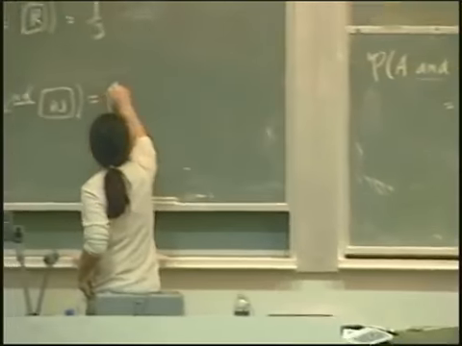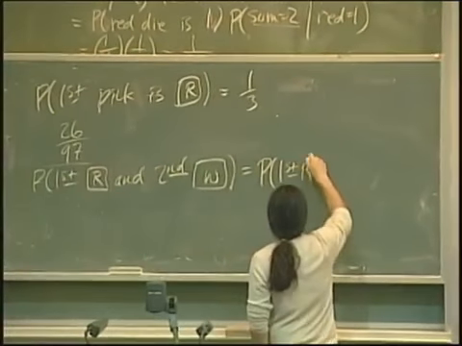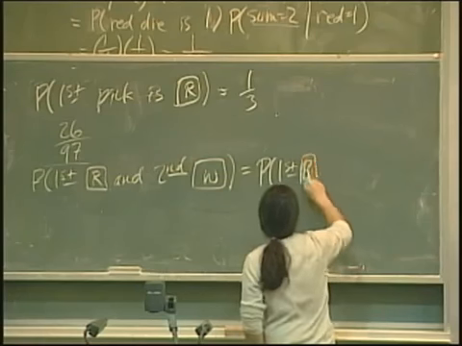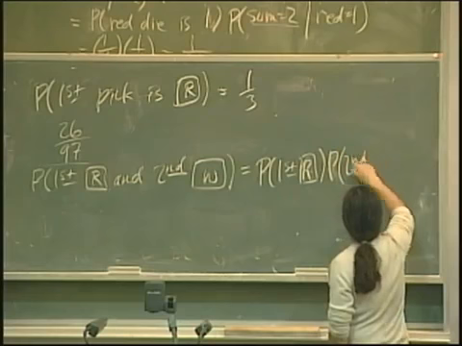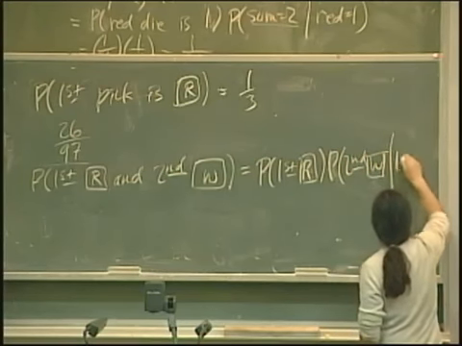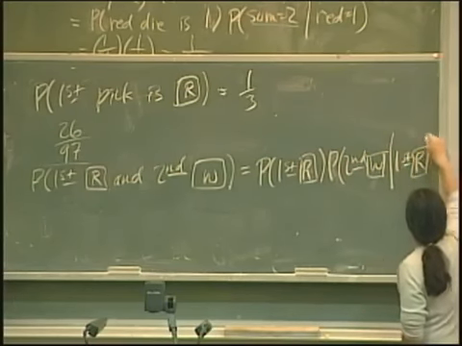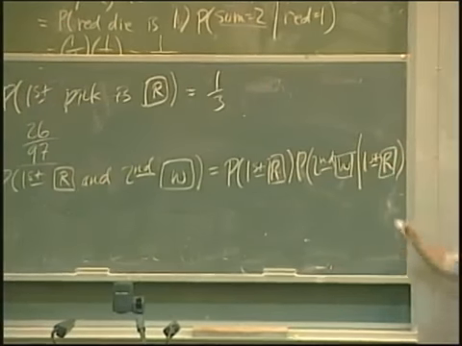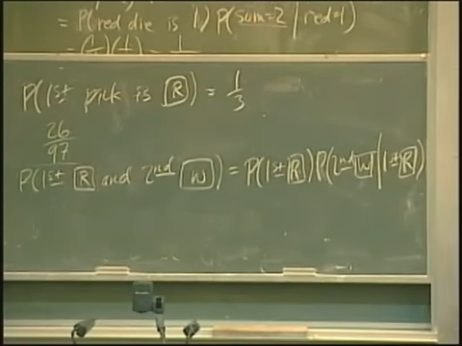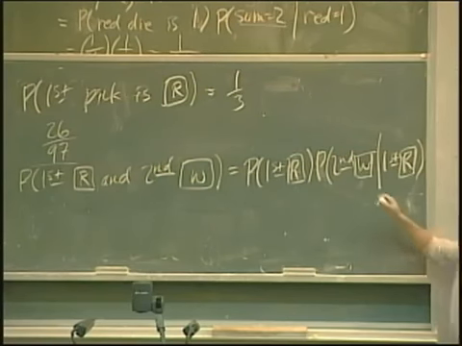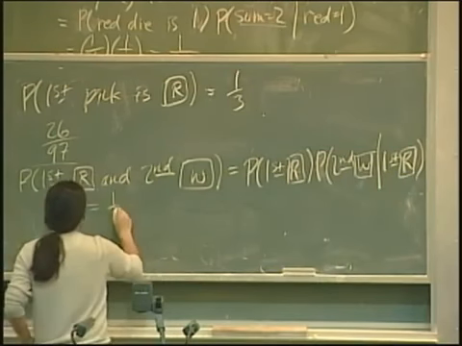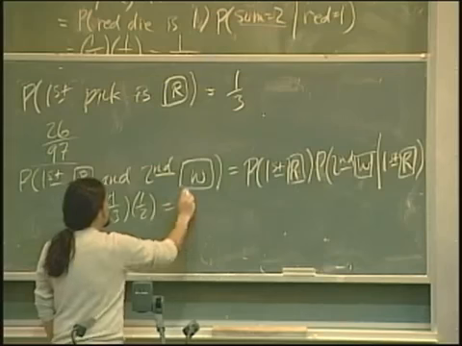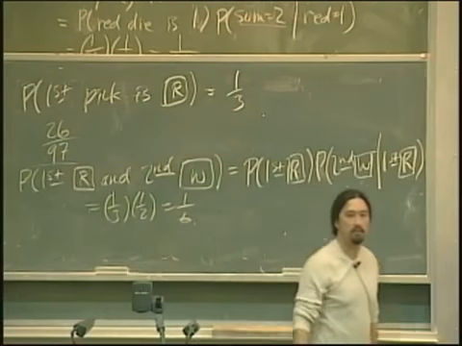1/3 times 1/2. It's the probability the first one's red times the probability that the second one is white, given first red. And the reason why I like to do this is it's very concrete. If you got the first one to be red, you have 2 choices left. One of them's white, one of them's blue. Okay? So there are 2 possible outcomes here, and one of them is white. This is 1/3 times 1/2. It's 1/6.